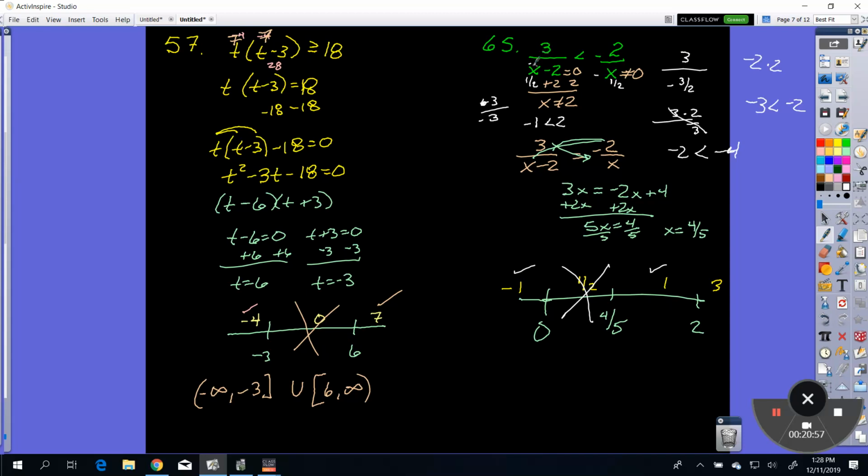Now I plug 3 in. 3 minus 2 is 1, so I get 3 over 1. Is that less than negative 2/3? No, because negative 2/3 is further left, so that didn't work. So I know that it cannot equal 0, and this is an easy one because it's not greater than or equal to, so all of these have to be parentheses. So negative infinity to 0, along with 4/5 to 2. So those are my answers.